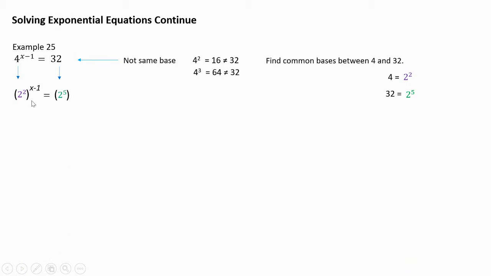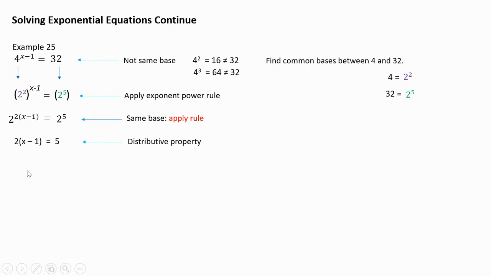Now here we're going to apply the exponent power property, which means we multiply them. So then it's going to be 2 times the x minus 1 equals 2 to the 5th power. You see now, guys, we have the same base. So we let the exponents equal to each other. Apply the rule. So now we distribute.